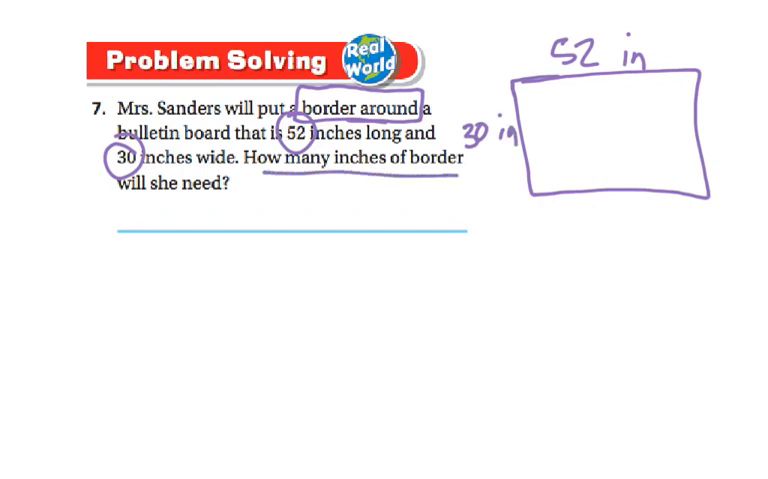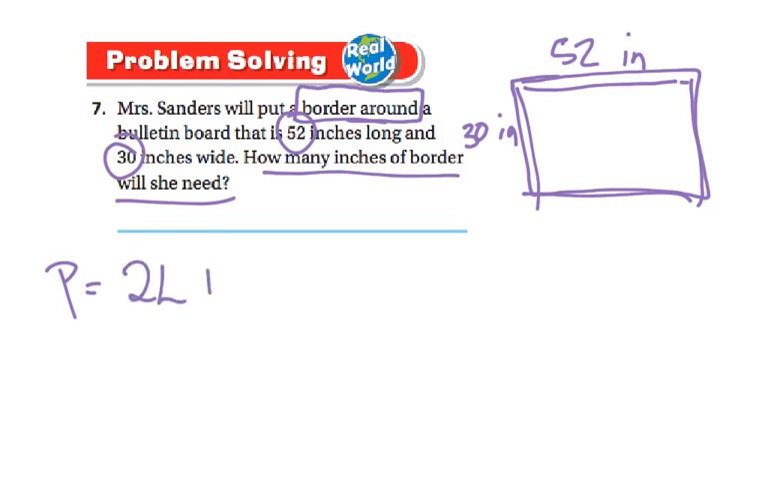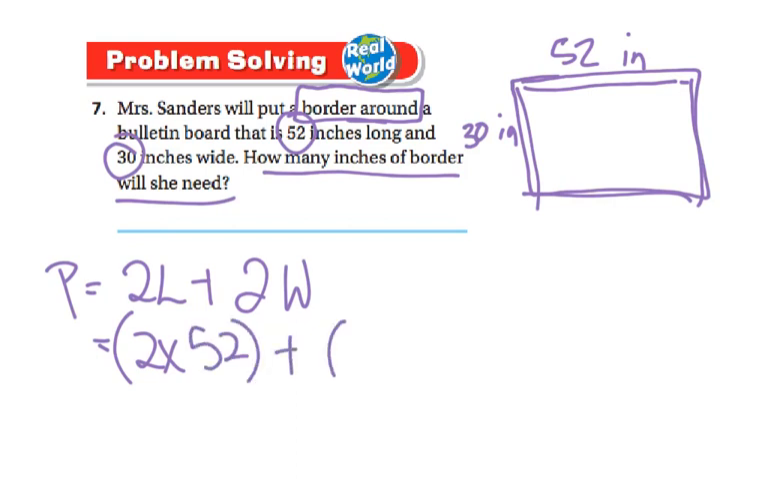Okay. How many inches of border will she need? I'm seeing border, and I know the border's going around. So when I'm thinking about something going around, the distance around is perimeter. So they're really asking me, what is the perimeter? So again, I'm going to use my formula. P equals 2L plus 2W, or 2 times length plus 2 times the width. Looking at that, that would be 2 times 52 inches plus 2 times 30 inches.